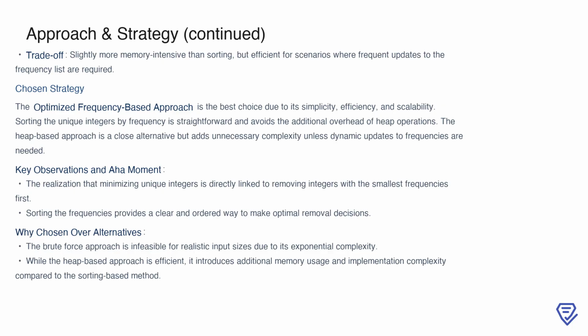After considering both methods, the optimized frequency-based approach stands out as the better choice overall. Its simplicity and scalability make it easier to implement and debug. Sorting the unique integers by frequency provides a clear way to make optimal removal decisions without the overhead introduced by a heap. The heap-based approach, while efficient, is more complex and only necessary for cases involving dynamic updates.